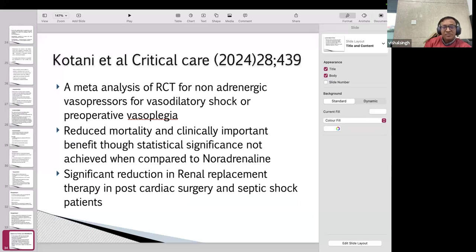In the recent literature, there was a meta-analysis of all the randomized controlled trials of non-catecholamine vasopressors for vasodilatory shock or postoperative vasoplegia.